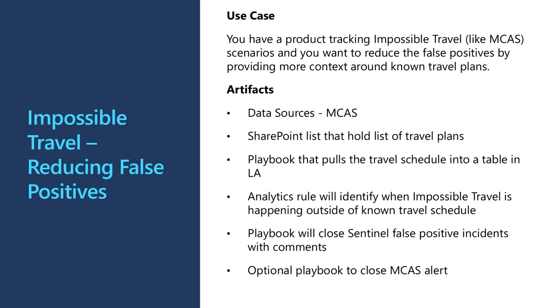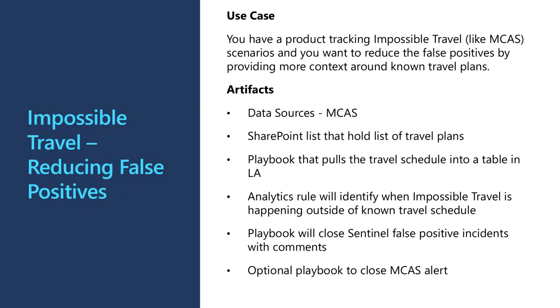So one of the things that we can do is supplement these alerts that are coming in from MCAS with additional data. And if we can provide, for instance, a list of HR-approved travel plans and compare the alerts that are triggering with the list of users that have been approved for travel, we can then eliminate or reduce the number of false positives that are triggering.